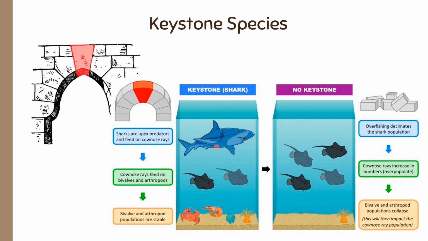So they are apex predators. If you remove the shark from the ecosystem, you can see the biodiversity actually decreases.